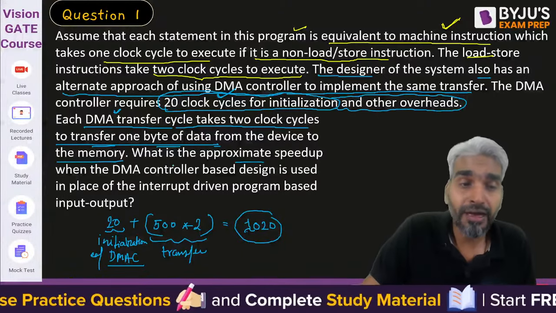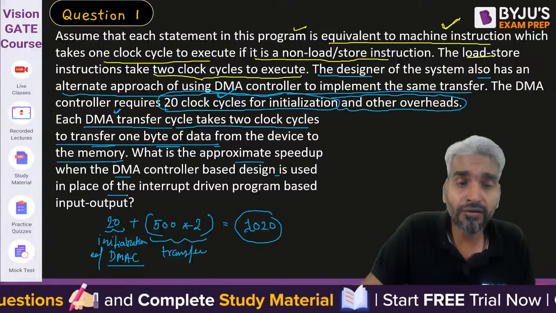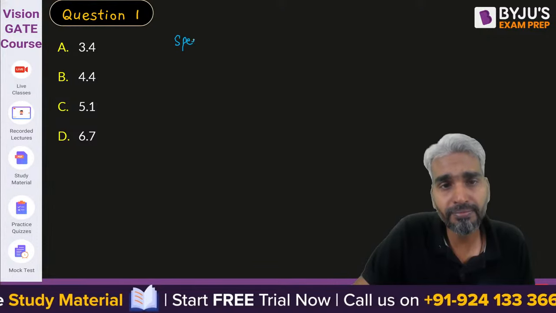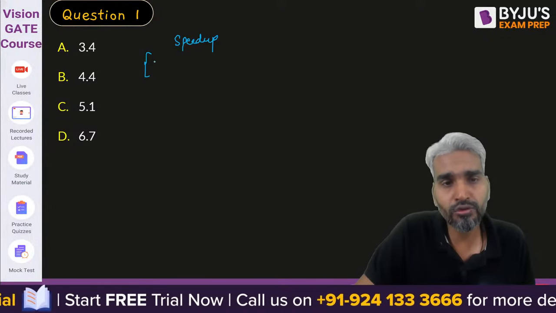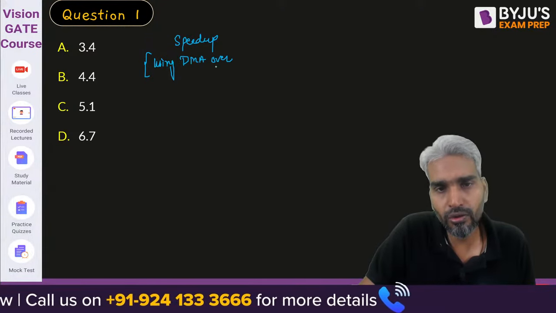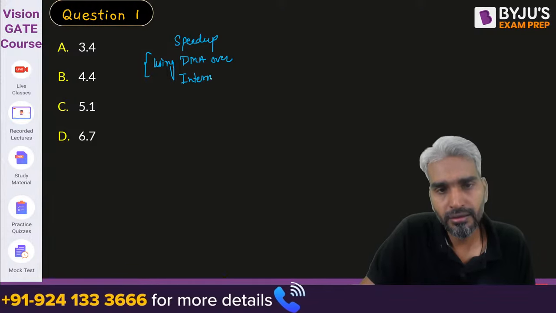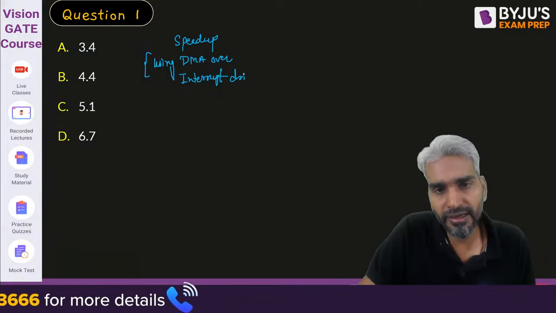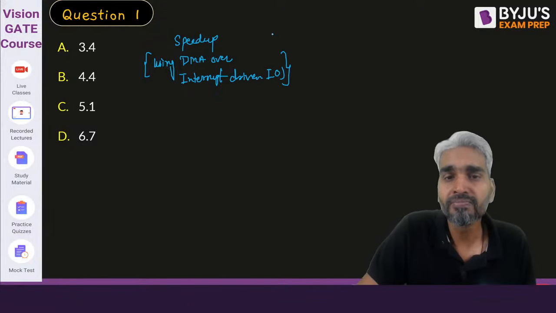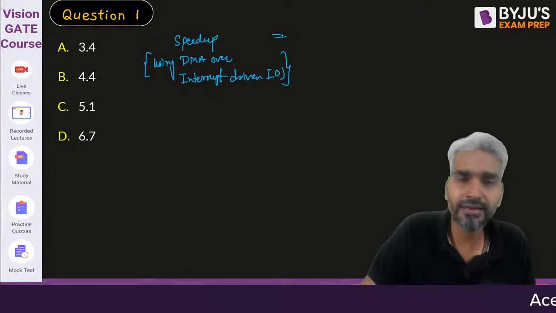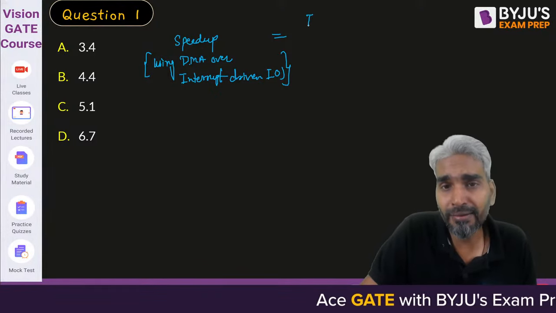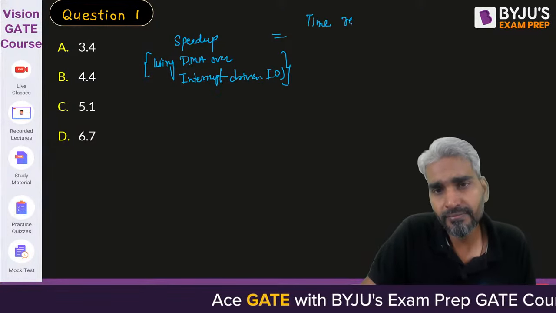Now, what is being asked? The speed up using DMA in place of interrupt driven IO. This is very simple. How do we define the formula for speed up? Speed up using DMA over interrupt driven IO. We know that this is basically with respect to performance, and performance is inversely proportional to time. Therefore, speed up of DMA over interrupt driven will be the time required using interrupt driven, inversely proportional.